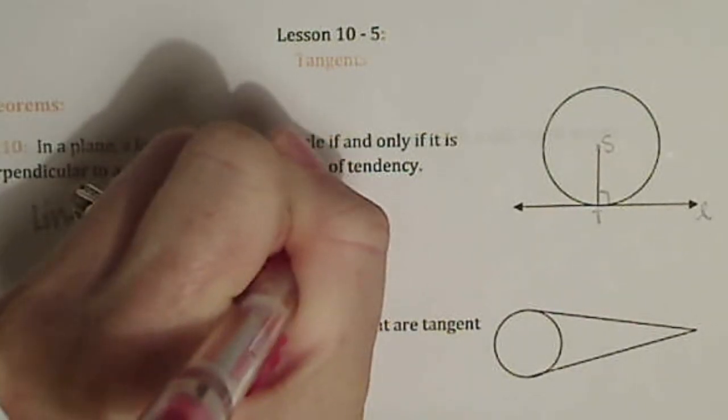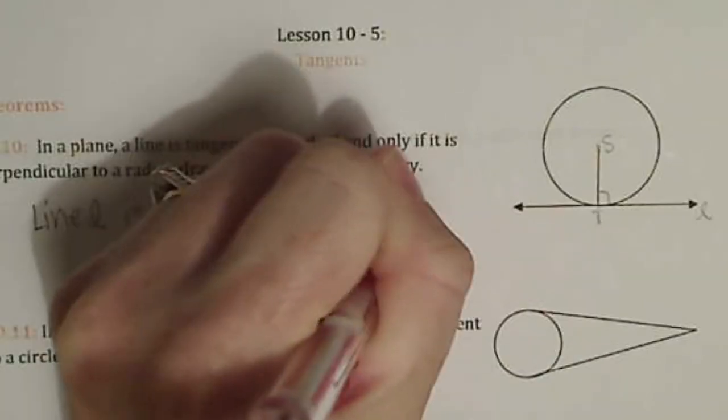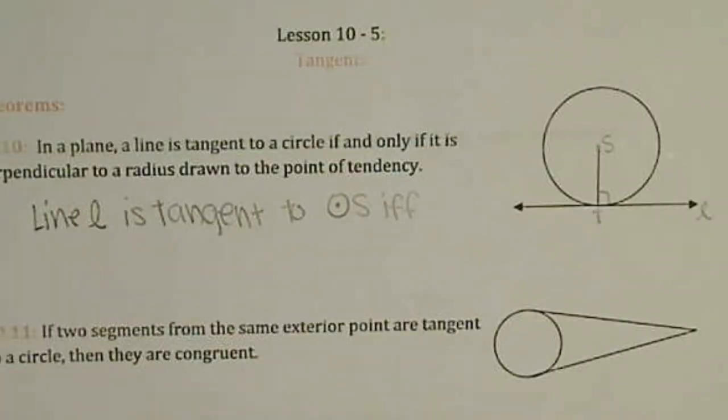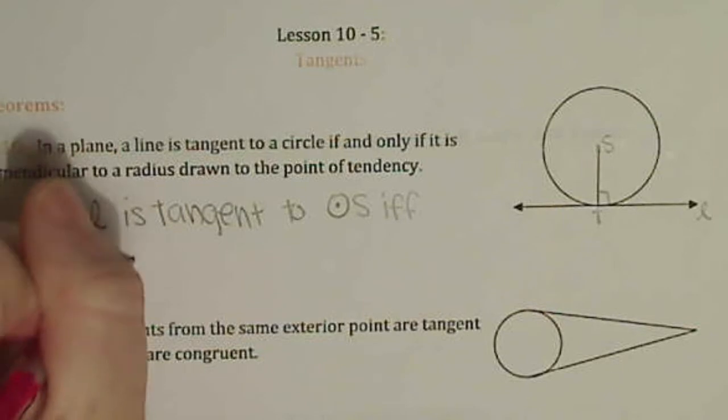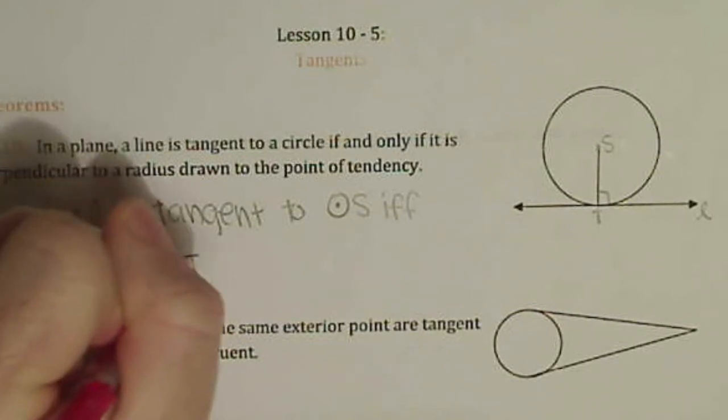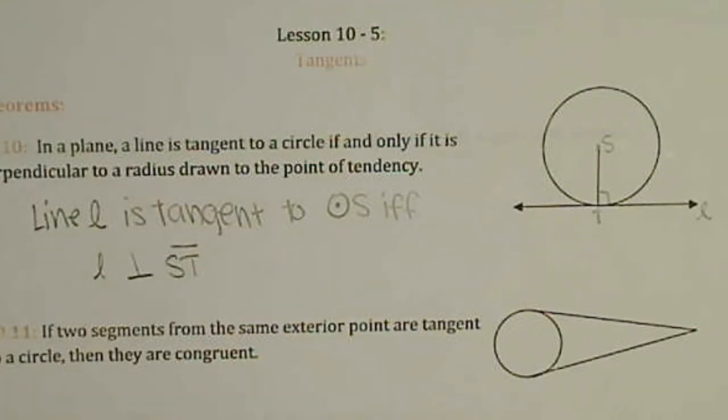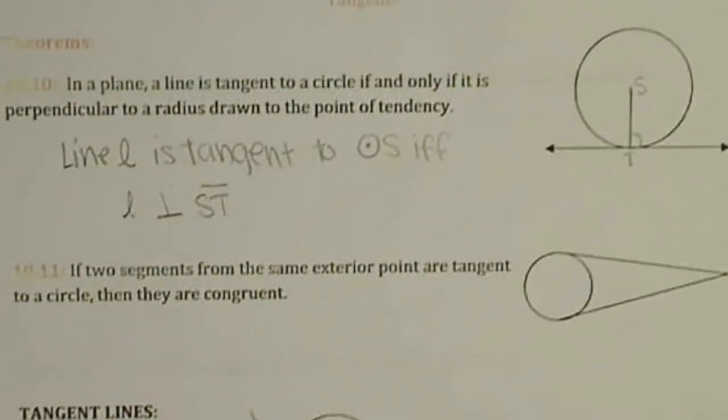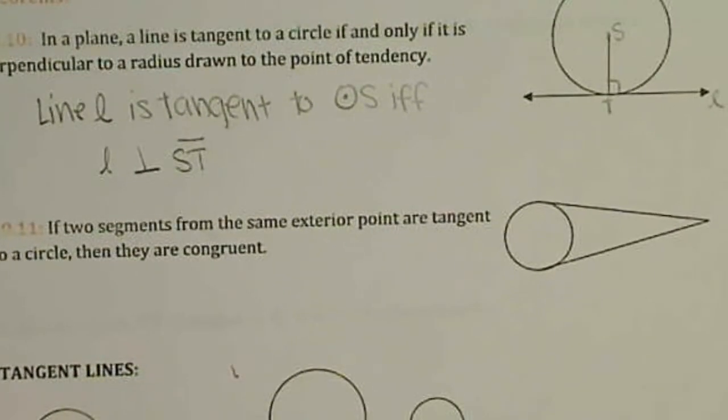to circle S if and only if, so there's my funny looking if, L is perpendicular to ST, which is the radius. So basically a line will always be perpendicular to a radius. So here's another theorem that we have.